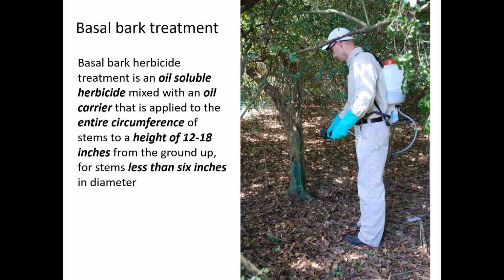Okay, everyone's seen a slide like this, and I'll read through it. What do we mean by basal bark treatment? Basal bark herbicide treatment is an oil-soluble herbicide mixed with an oil carrier that is applied to the entire circumference of woody stems to a height of 12 to 18 inches from the ground up, for stems less than 6 inches in diameter. Now, that sounds pretty good.